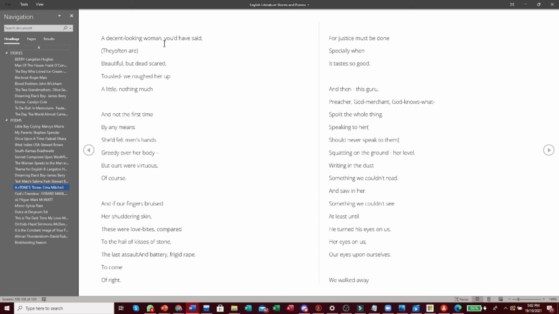Dead scared. What is that? That's a device right there. Can y'all recognize that? Does anyone know what that is? Beautiful but dead scared, and they're acknowledging her beauty here. Metaphor? Why do you say metaphor? Because it's kind of like you're using a simile without comparing.